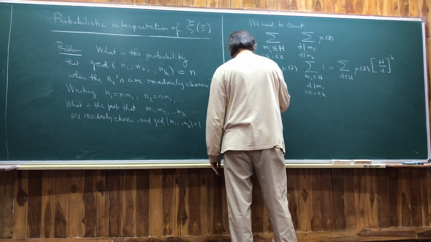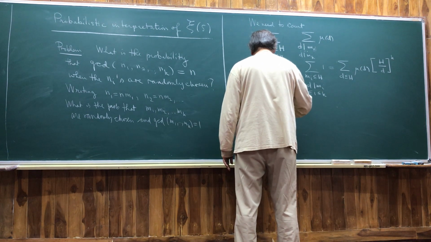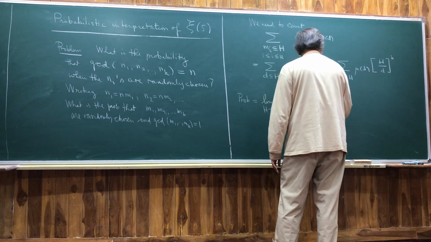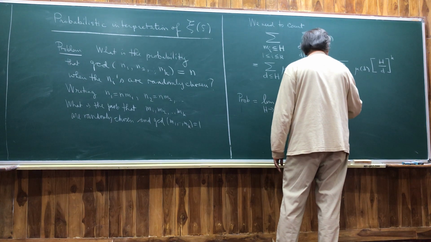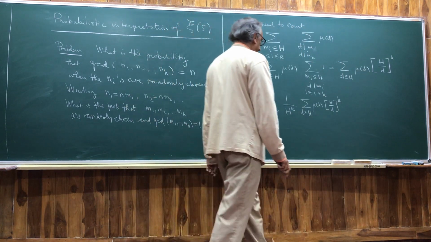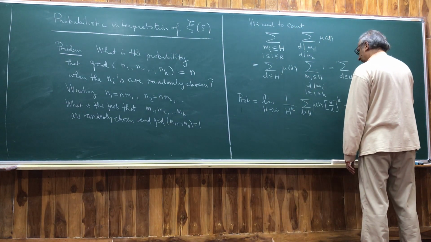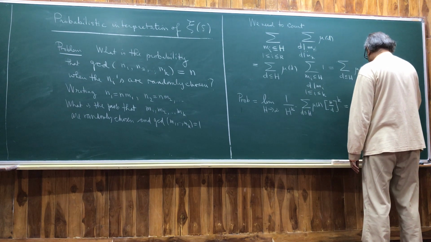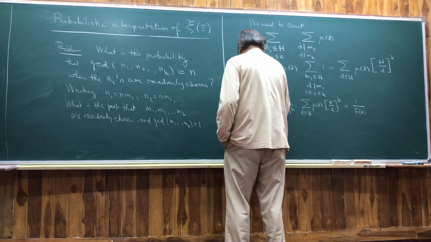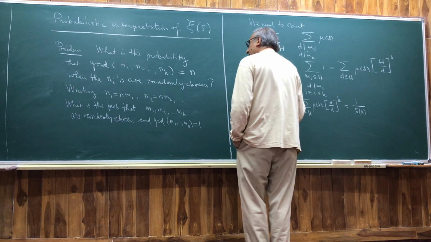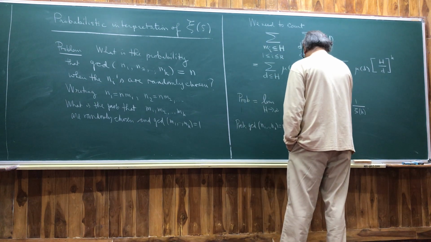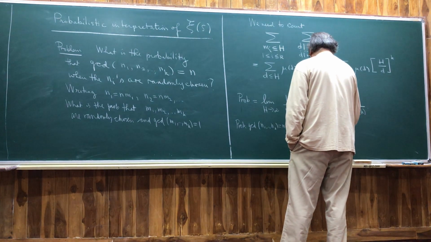So in other words, the probability equals the limit as H goes to infinity of 1 over H to the K times the summation over D less than H of Mu D times the floor of H over D to the K. And now removing these square brackets, it's easy to see that this is just simply 1 over zeta K. And then if you want the probability that the GCD of K randomly chosen elements is N, this equals 1 over zeta K times N to the K.